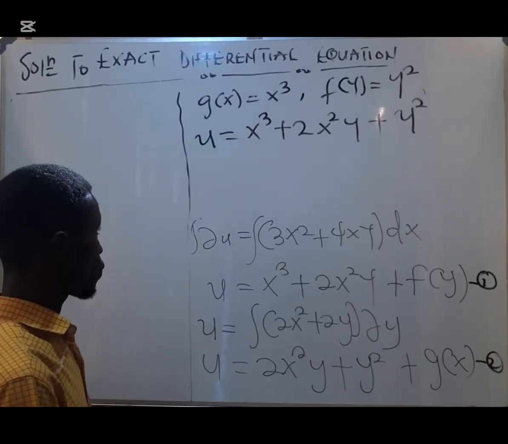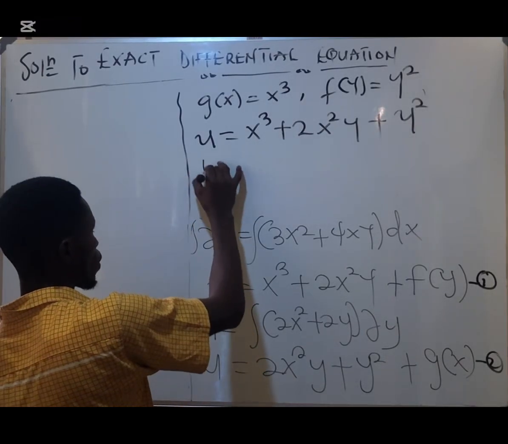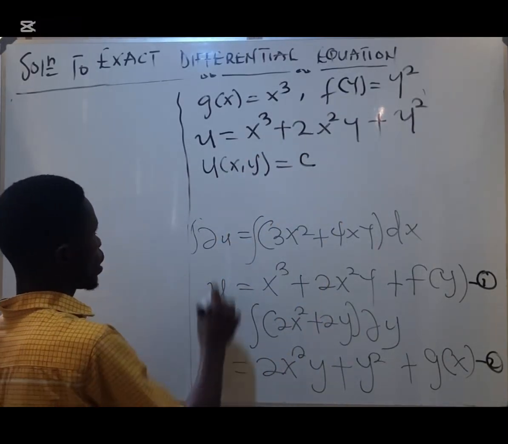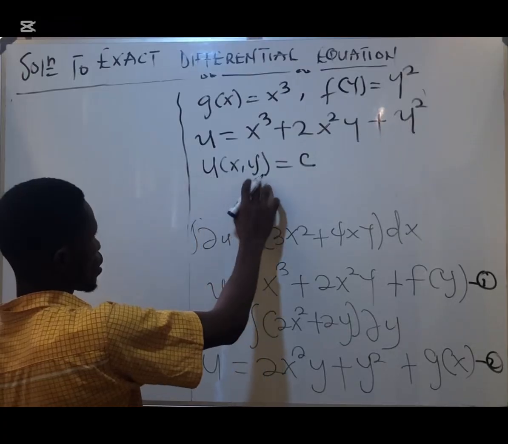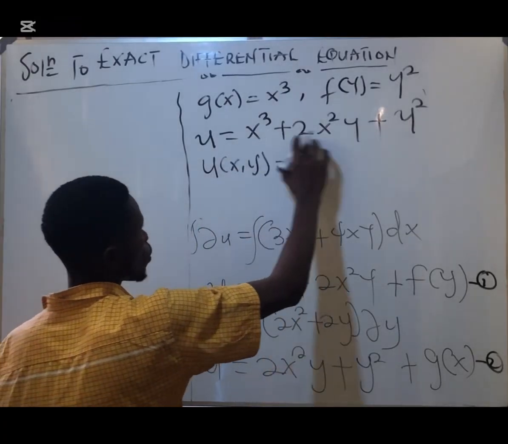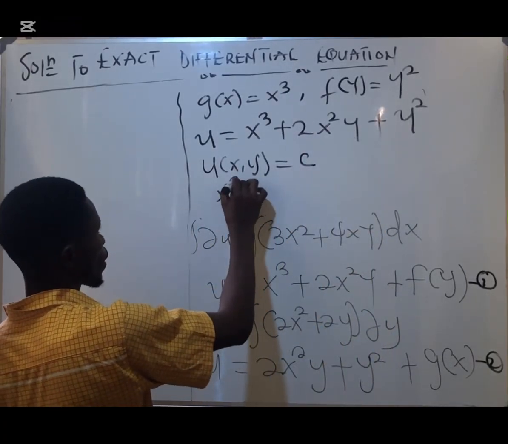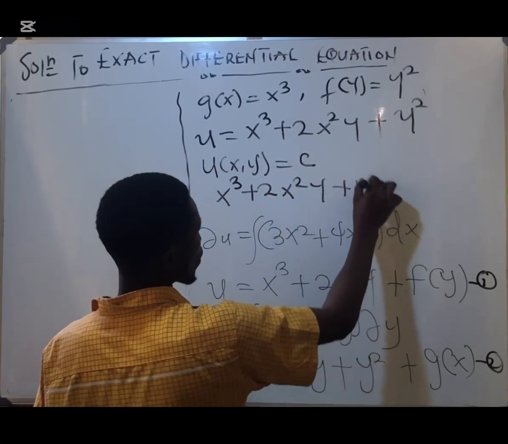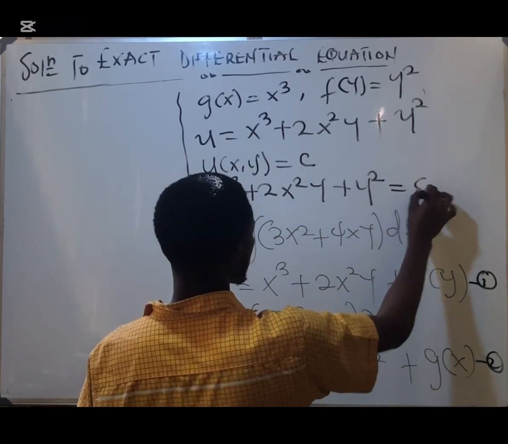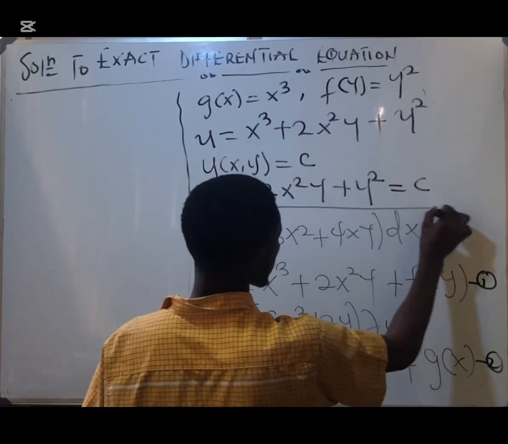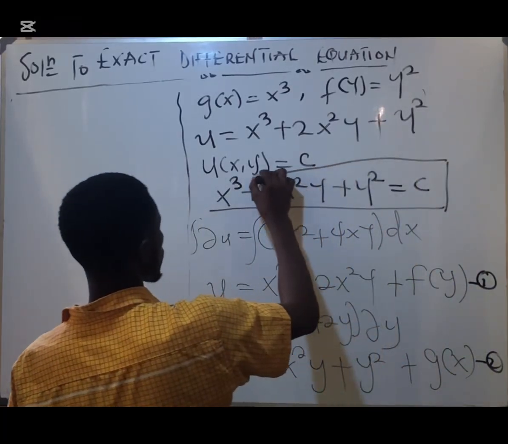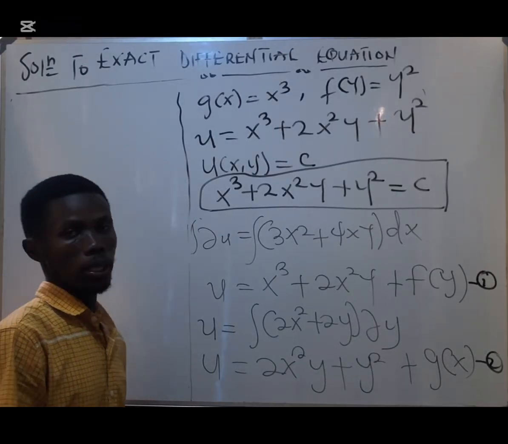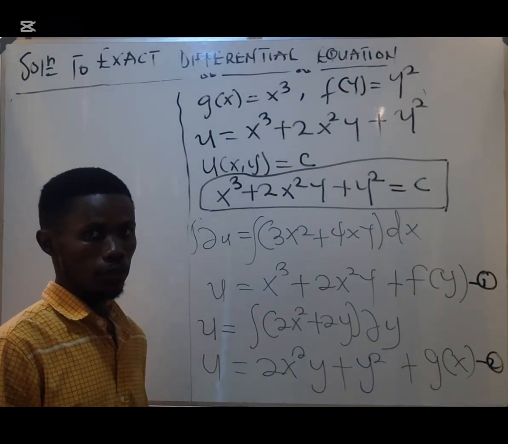Now that we have this, as already said, to get the general solution, u is always equal to c. And you know that this u is the same as this. So in place of the u here, I put the whole of this one here. That gives us x cubed plus 2x squared y plus y squared equals what? C. So this becomes our general solution. I hope you understand.